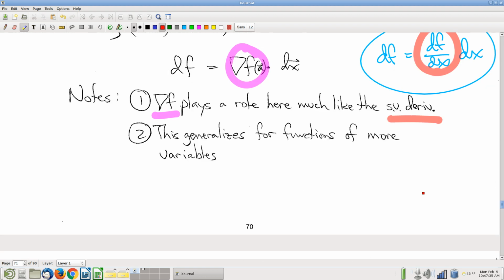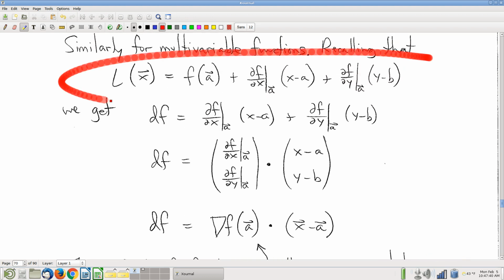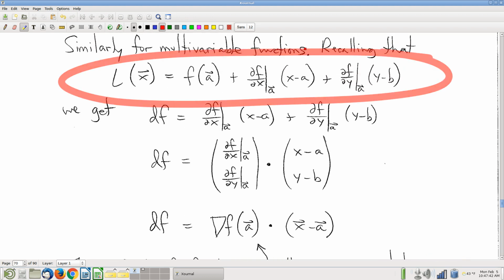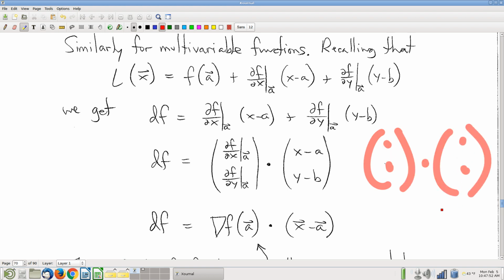So by the way, this generalizes. We saw what happens to these linear approximation formulas when you have more than two input variables. Well, you get more terms. Instead of a dot product of a vector with another vector, each of which has two variables, more terms would just mean that you have more coordinates in those vectors, and they just become vectors in higher dimensional domains.